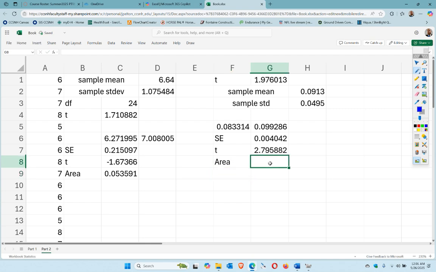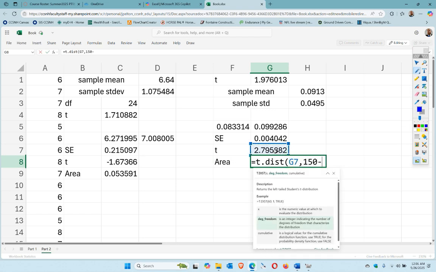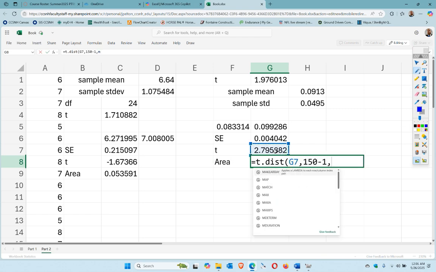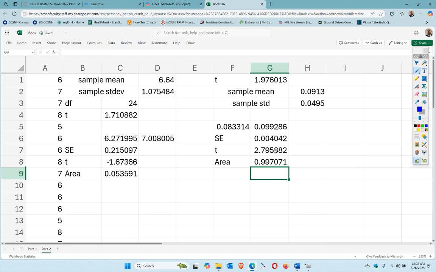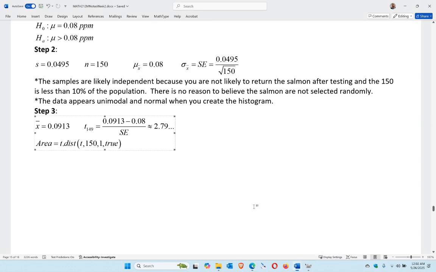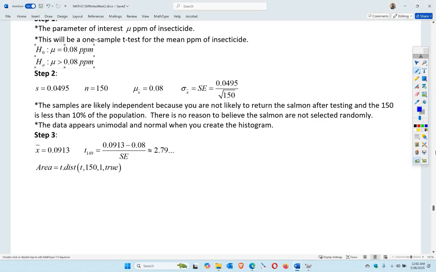So here's the thing. If I do t dot distribution, and I do the t value, comma, the 150 minus 1, comma, true, it's a question of is this the right value or not, right? So t value, 150 minus 1, true. So I get 0.99, right? Well, here's the thing, though. Let's go back to our hypothesis test. This is a greater than, right? It's a right tail.